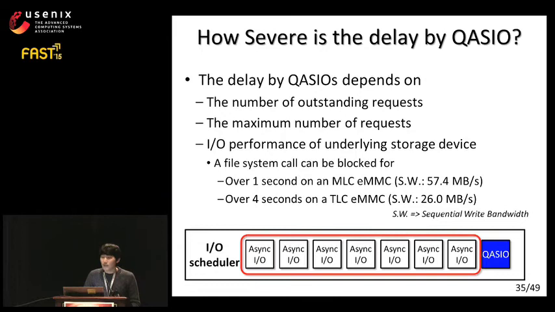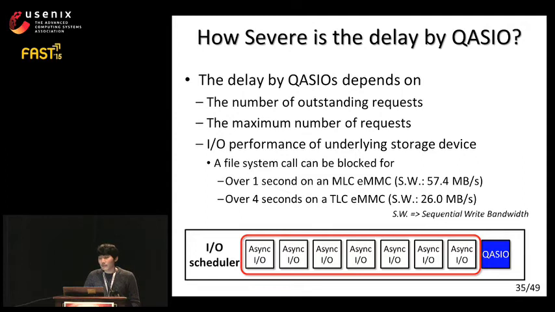The next question is how severe is the delay caused by QASIO? It depends on how many requests are ahead of QASIO in the request queue. The number of outstanding requests for mobile devices is expected to only rise and stay that way in the future because the connectivity speed will continue to increase and smartphones will process many jobs simultaneously with multitasking, even multi-window mode.